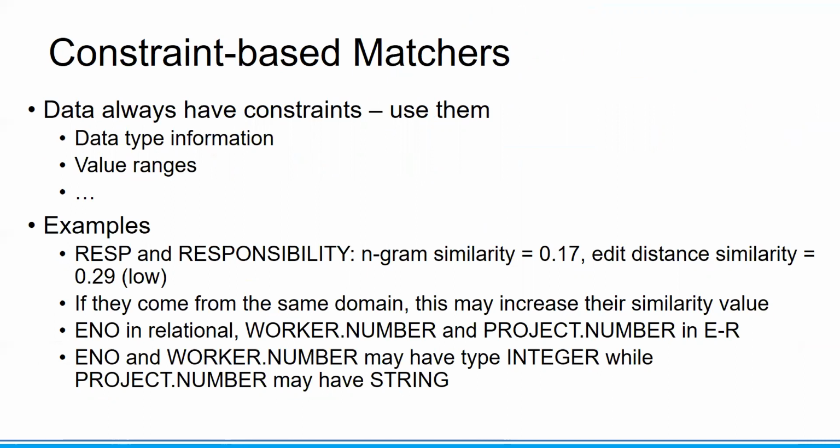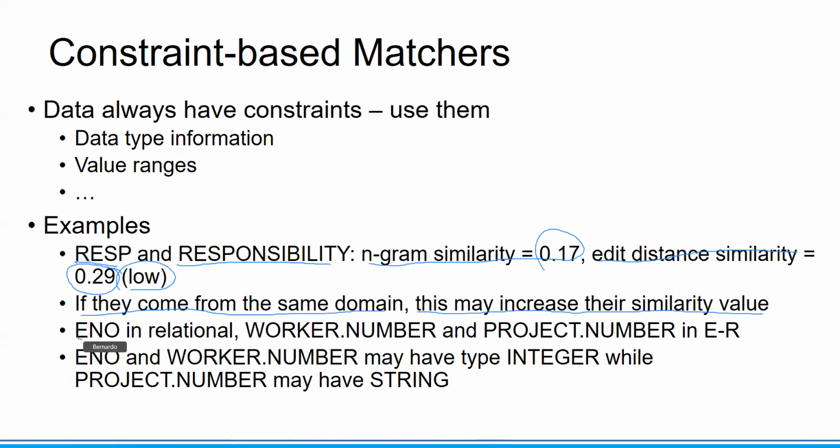So the data type information and the value ranges. For example, when you are comparing RESP and responsibility, the N-gram similarity is 0.17 and the edit distance similarity is 0.29. It is the lowest one. So if they come from the same domain, then this may increase the similarity value. We are not sure whether they are in the same domain, but if they are, then we can increase it.